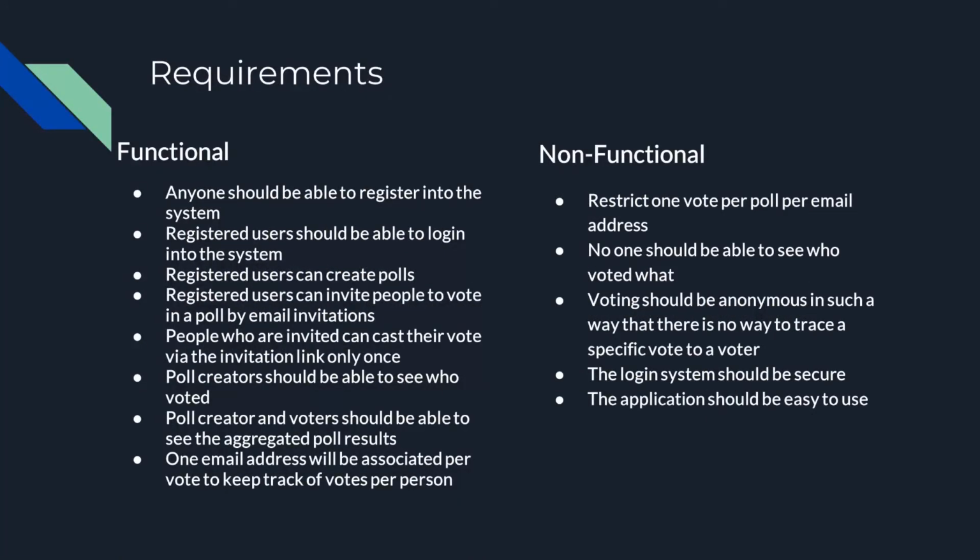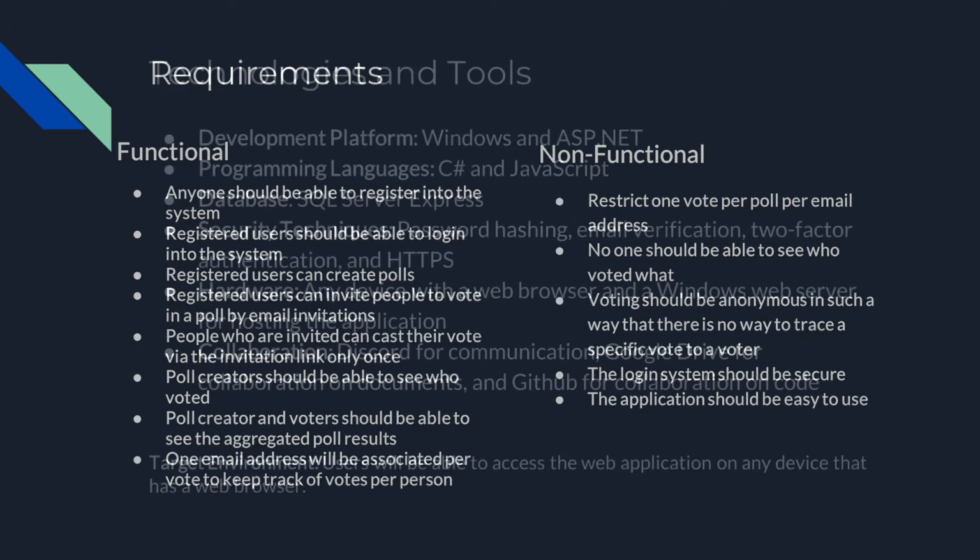This is a list of our functional and non-functional requirements. Some important ones to note are: anyone should be able to register into the system. Registered users can create polls. Registered users can invite people to vote on the polls via an email. Creator of polls and voters can see aggregated results. And it is limited to 1 vote per poll per email.